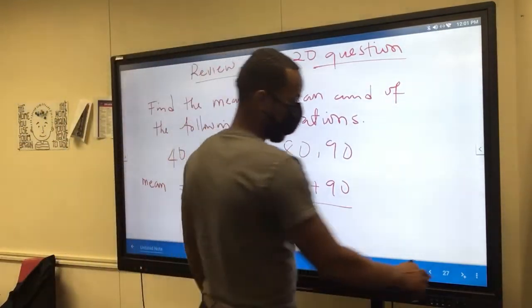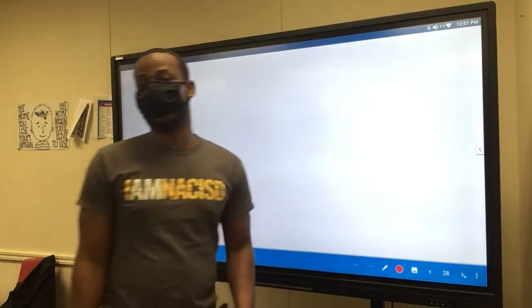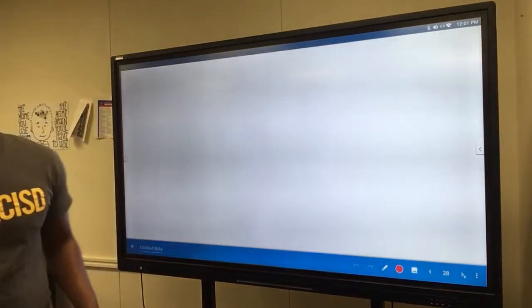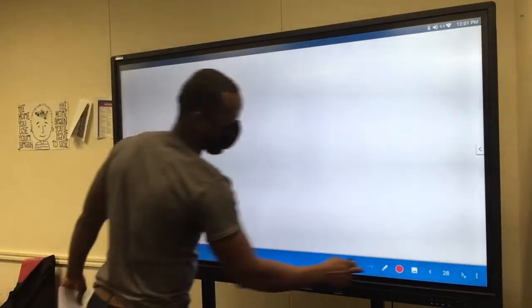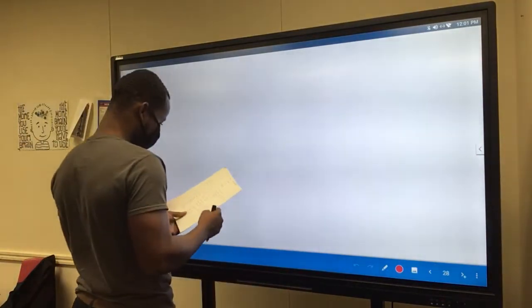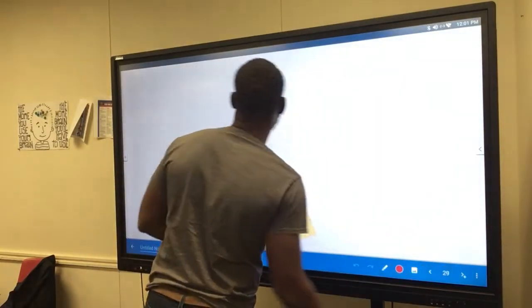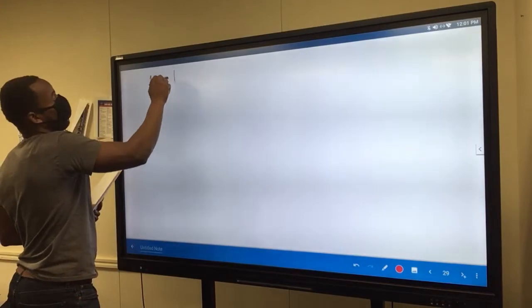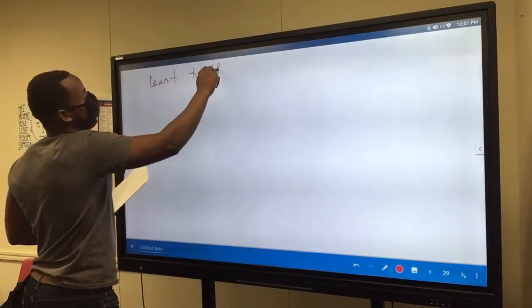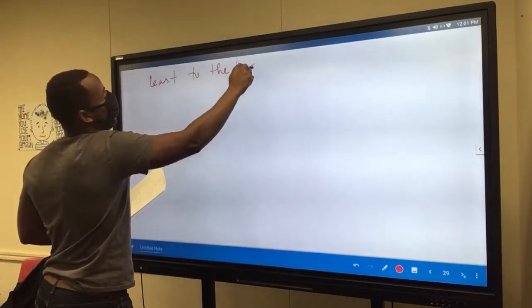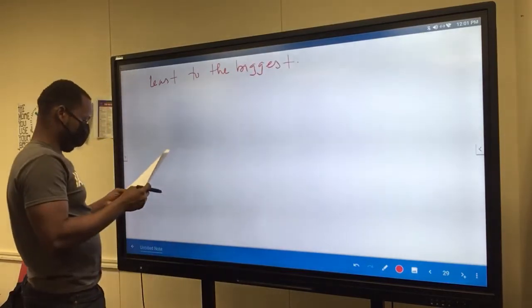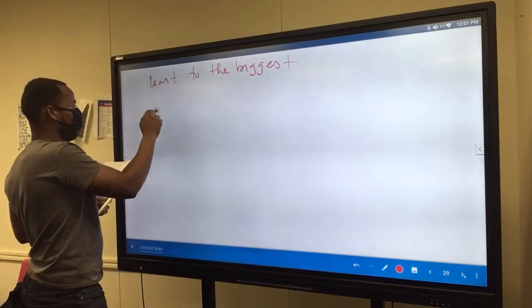The next thing is they ask us to find the median. One of the things I notice people doing is that when they ask you to find the median, you have to rearrange the data. So how do we arrange that data? From the least to the biggest. That's how we arrange the data. Least to the biggest.